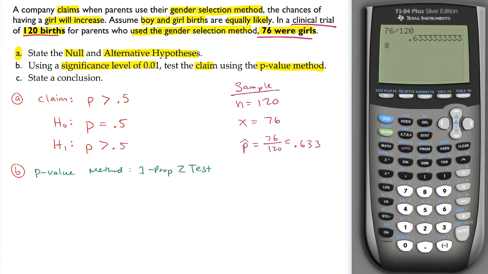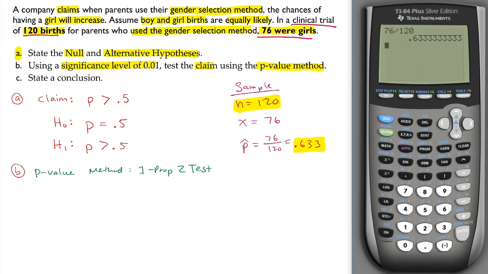Here's why. Because this is a sample. This is a sample of 120 births, or 120 parents who gave birth, and we could have just gotten lucky and had this proportion of girls' births which is greater than 0.5. So with the p-value method, we're going to calculate the probability of getting this result. Was this just obtained by luck, or is there something going on?